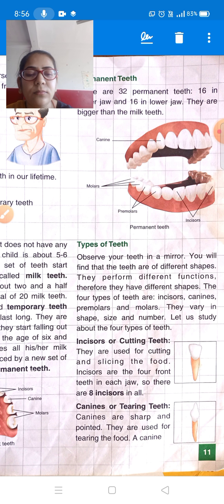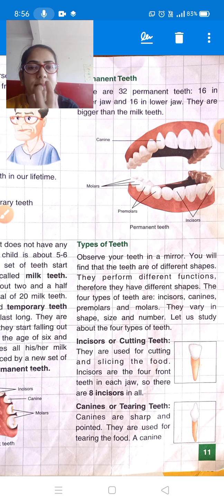Okay. And what is the function of incisor teeth? Their function is cutting and slicing the food. Means if you want to cut anything, an apple or anything, then you cut with the help of your front teeth, right? With the help of your incisors, like this. Okay, so incisors are used for cutting and slicing.